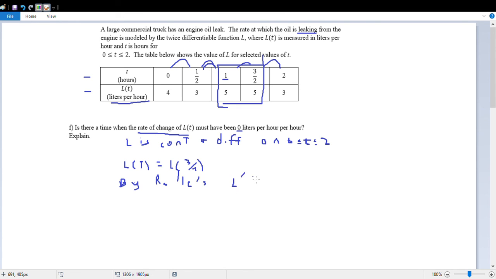when L prime of t equals 0, for 1 less than t less than 3/2. So we know that must have happened. At some point, the rate of change was 0. The secant line was flat. Okay, so we'll go ahead and move on to one last question.